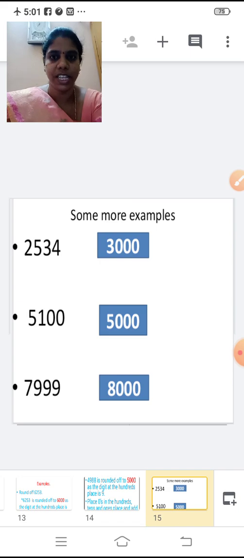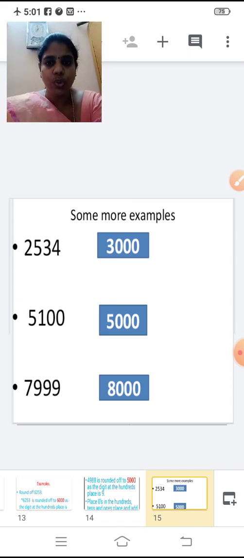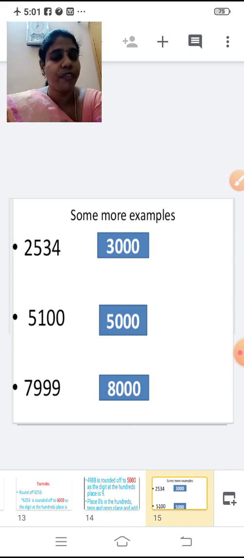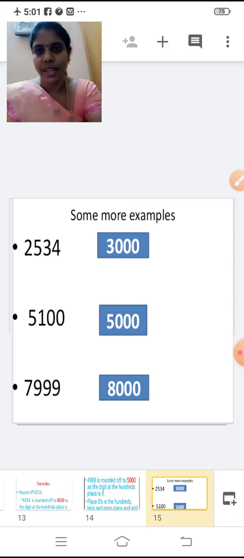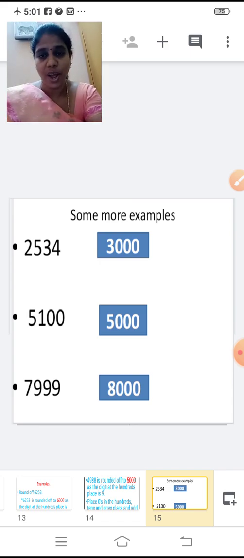Some more examples we'll see now. 2,534. Now round off this number to the nearest thousand and tell me the answer, children. Now you are going to see the digit at the hundreds place. What digit we are having? 5. If it is 5 or greater than 5, we have to place zeros at the ones, tens and hundreds place, and we have to add 1 to the digit at the thousands place.